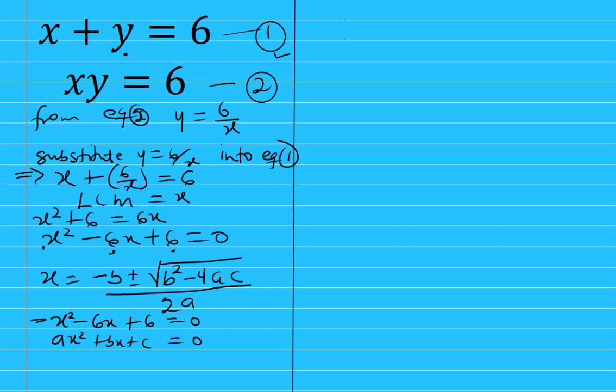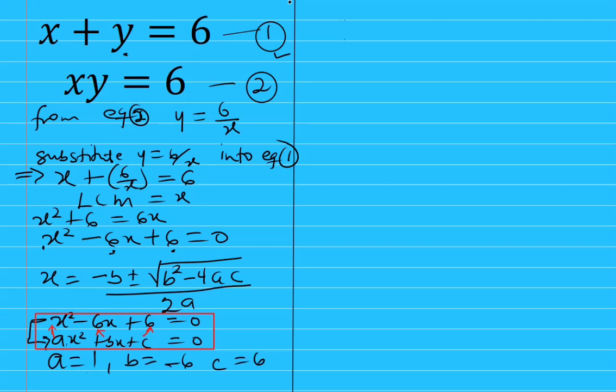Now when you compare these two equations, you realize that the a corresponds to the coefficient of the x squared term, the b corresponds to the coefficient of the x term, and the c corresponds to the constant term. So based on that, you can see that a equals 1, b is negative 6, and c equals 6.